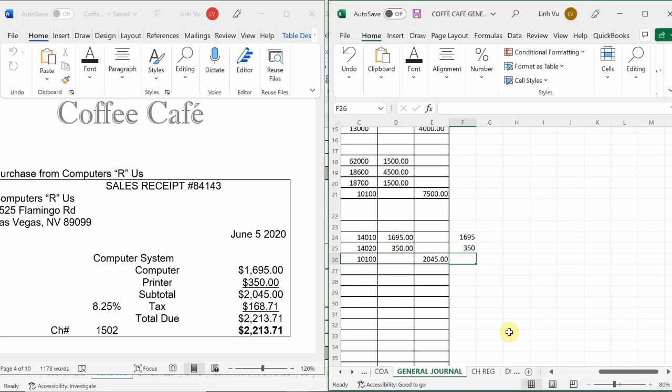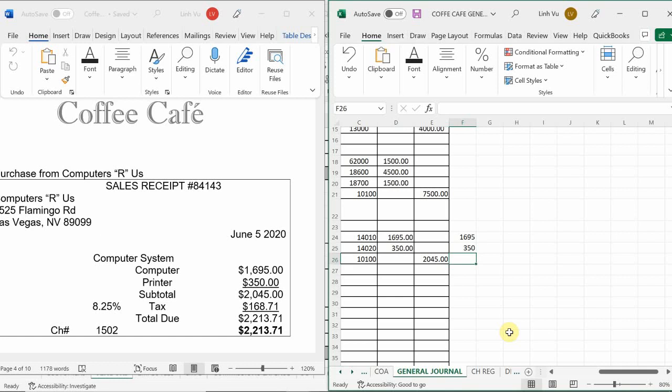Sales tax rate. What's the sales tax rate? How do you charge sales tax rate? It's the percentage of the amount. Correct. So in this case, how do I figure out how much sales tax for each item I purchased?